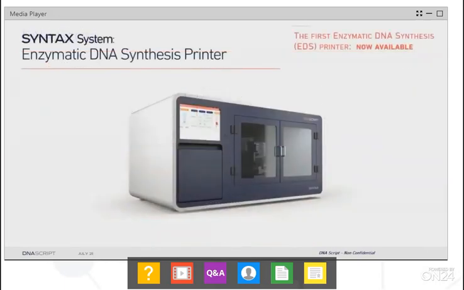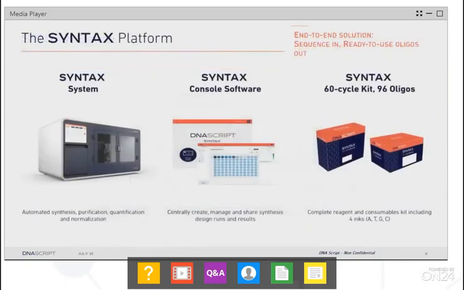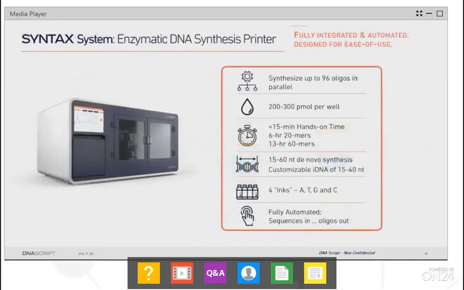The Syntax system is the first product of the Syntax platform leveraging enzymatic DNA synthesis technology and is available now. The complete Syntax platform is truly an end-to-end solution and is composed of benchtop instruments, reagent and consumable kits, and a suite of software. This slide displays the current capabilities offered with the Syntax system.